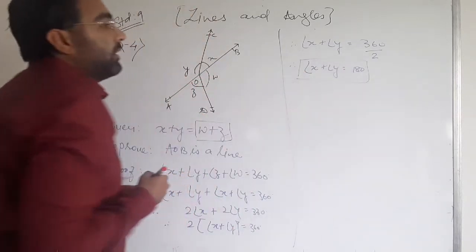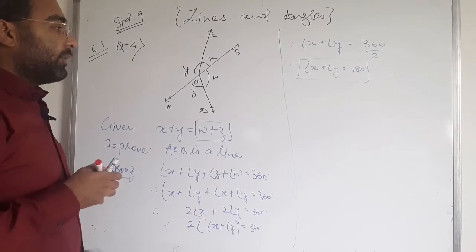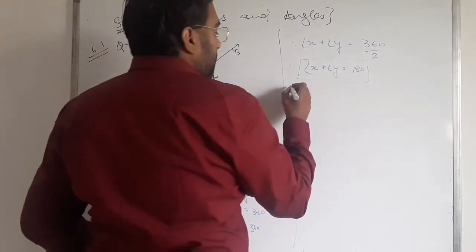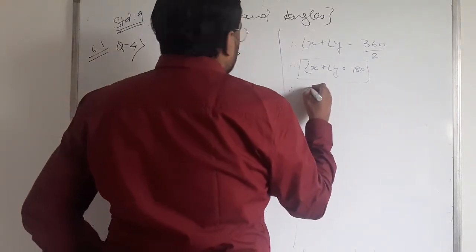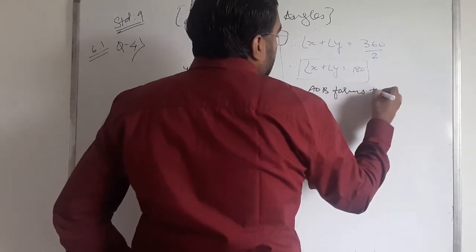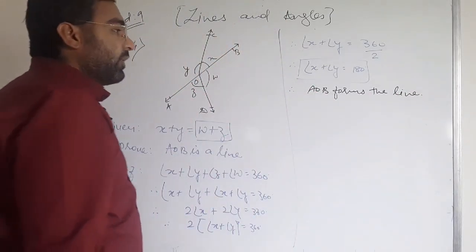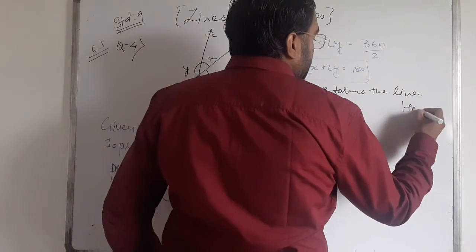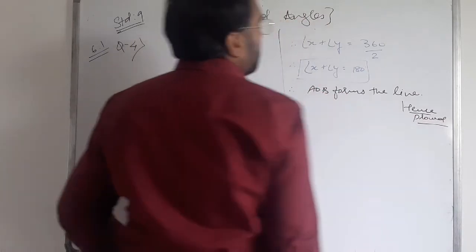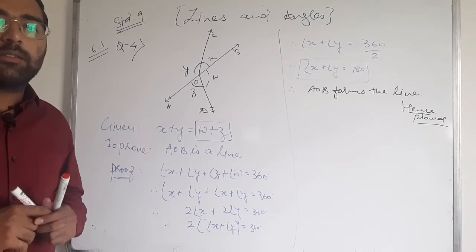Now the sum of the two angles x and y is equal to 180 degrees. So therefore we say that AOB forms a line. Hence proved. Clear, students? Please note down here fast.